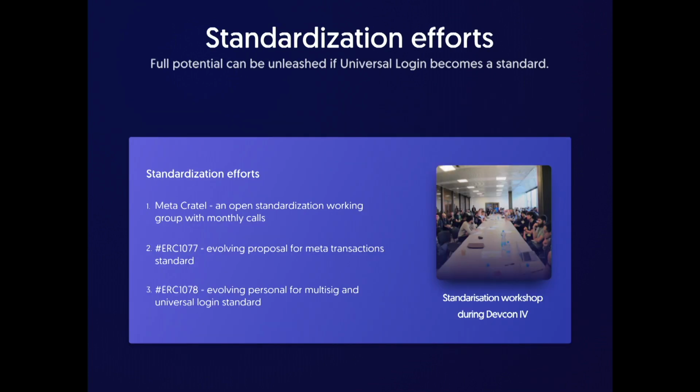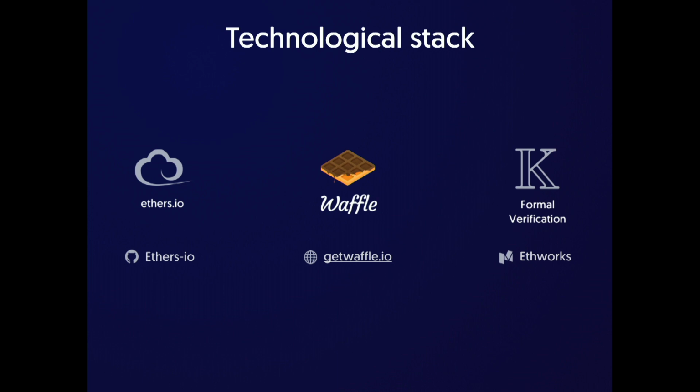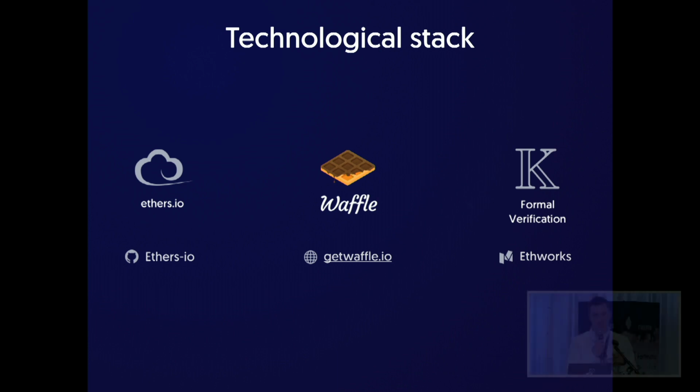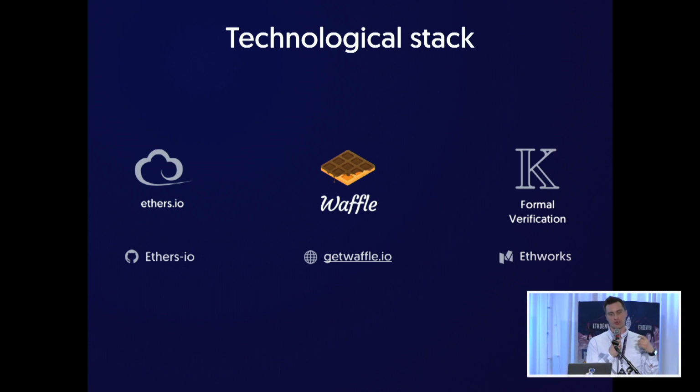The important thing is what we're building is open source. It's open. We try to standardize it so anyone can build on top of that. Anyone can build his own implementation. Anyone can integrate that into his own product. On the technological stack, as some of you probably noticed, we're using Ethers.js. On top of that, we built a library called Waffle that is already getting pretty popular, which is a testing library for smart contracts built on top of Ethers.js.